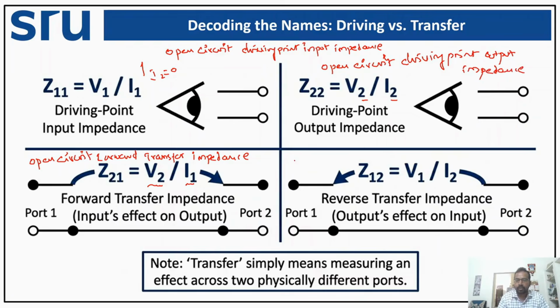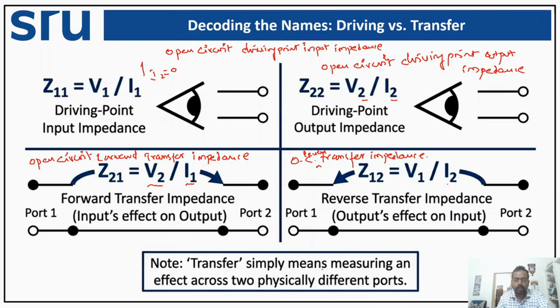Similarly, the Z12 can be said to be an open circuit transfer, but we are trying to give an input at the second port, and we are measuring the voltage at the first port. So it's a reverse. So we can write open circuit reverse transfer impedance. Here the word transfer generally represents a simple meaning: measuring an effect across two physically different ports.